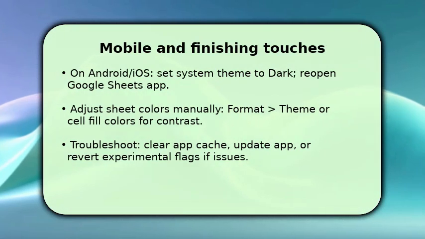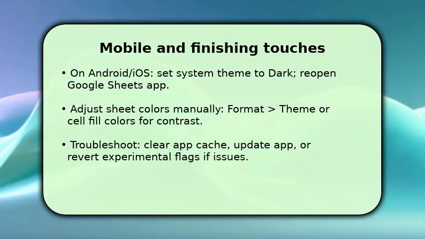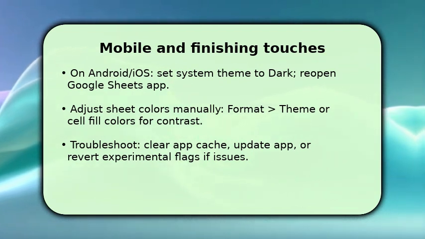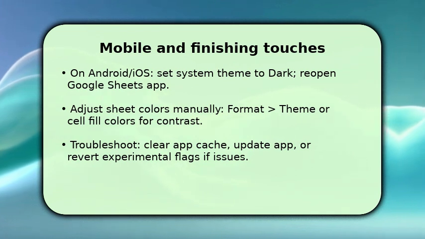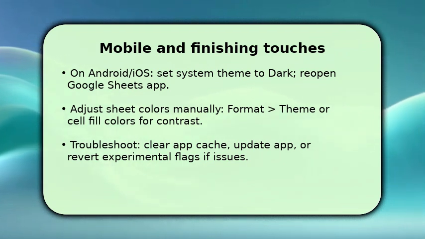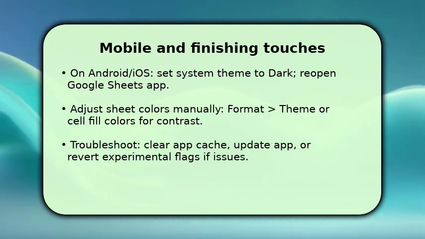Finish by confirming Google Sheets respects the device theme and adjusting spreadsheets for readability. On mobile, switch the system to dark and reopen Sheets. The app UI should follow. Once the interface is dark, manually set sheet background or cell fills to darker tones and increase text contrast using bold or lighter font colors so data remains visible.